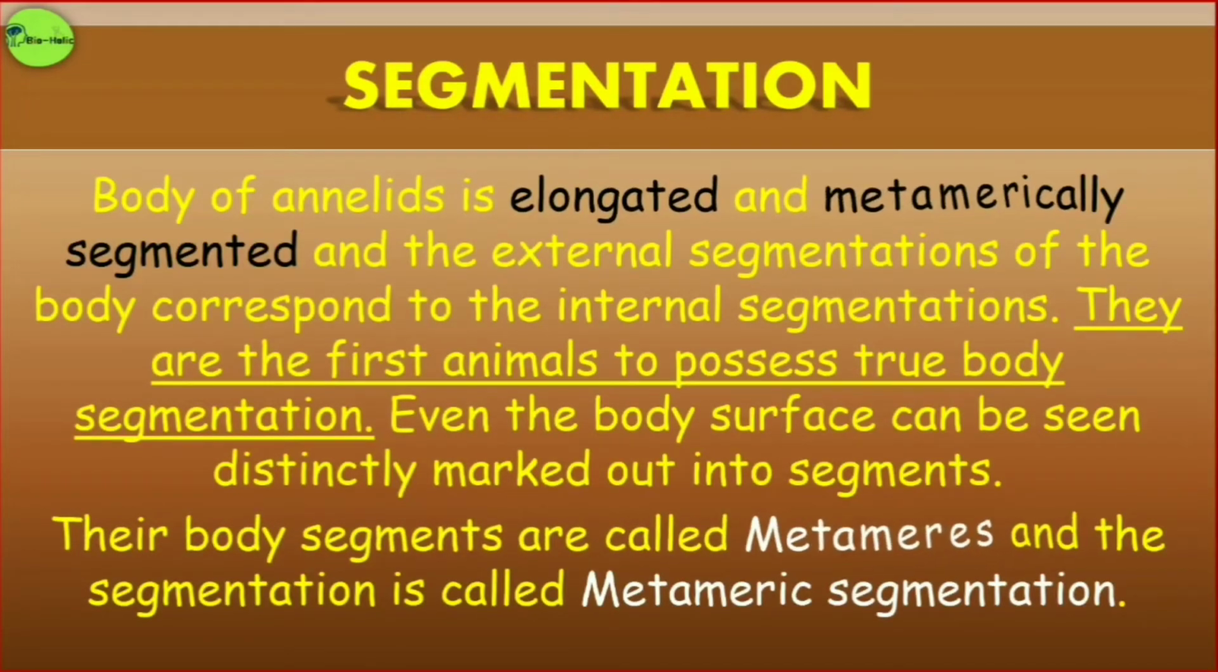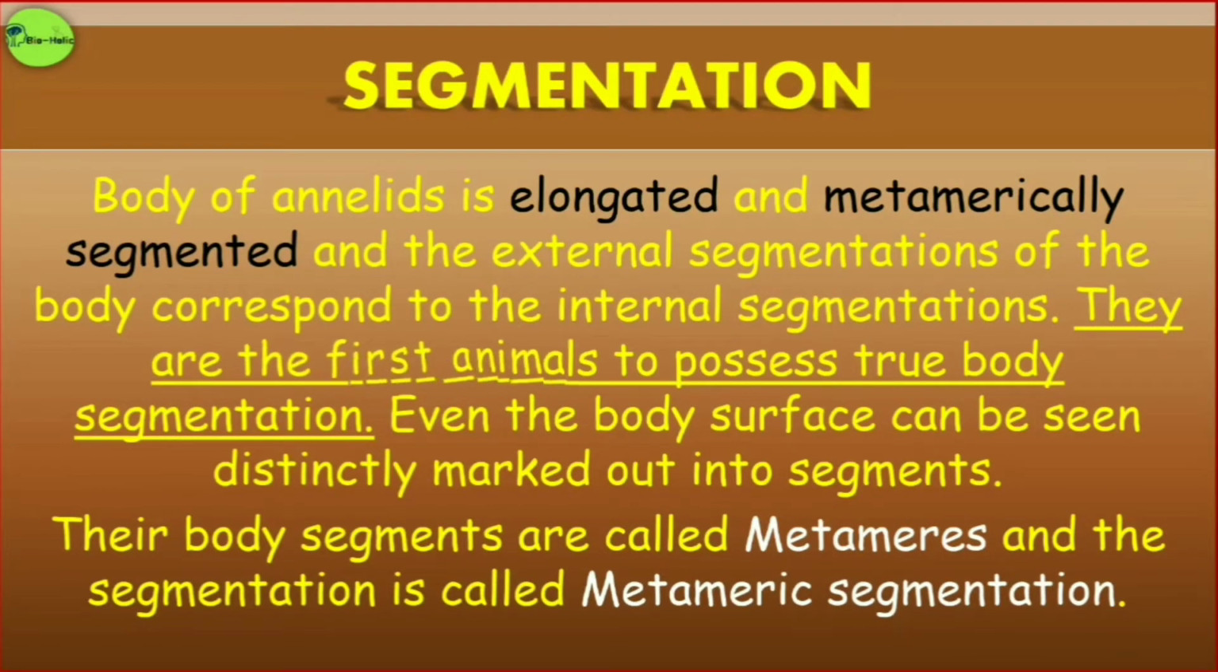Moving on to the other features of annelids, like segmentation. So the body of annelids is elongated and metamerically segmented, and the external segmentations of the body correspond to their internal segmentations, and they are the first animals to possess true body segmentation. Even the body surface can be seen distinctly marked out into segments. So their body segments are called metameres, and the segmentation is called metameric segmentation.